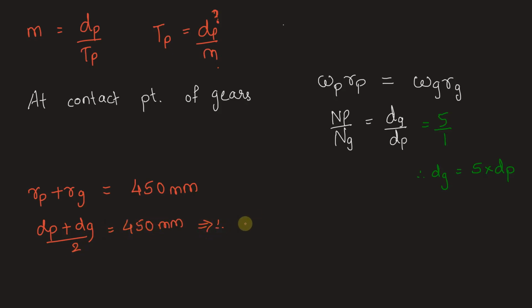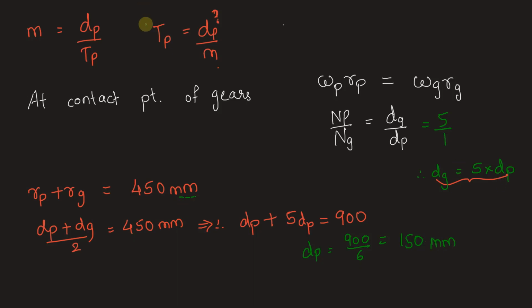Therefore, we have Dp plus Dg, where Dg can be substituted from here as 5 times Dp. So this is 6 times the diameter of the pinion is equal to 450 into 2, which is 900. So we have 6 times Dp is 900. Dp is 900 by 6, which is nothing but 150. And of course, we have used center to center distance in millimeters, so we have got the diameter also in millimeters.